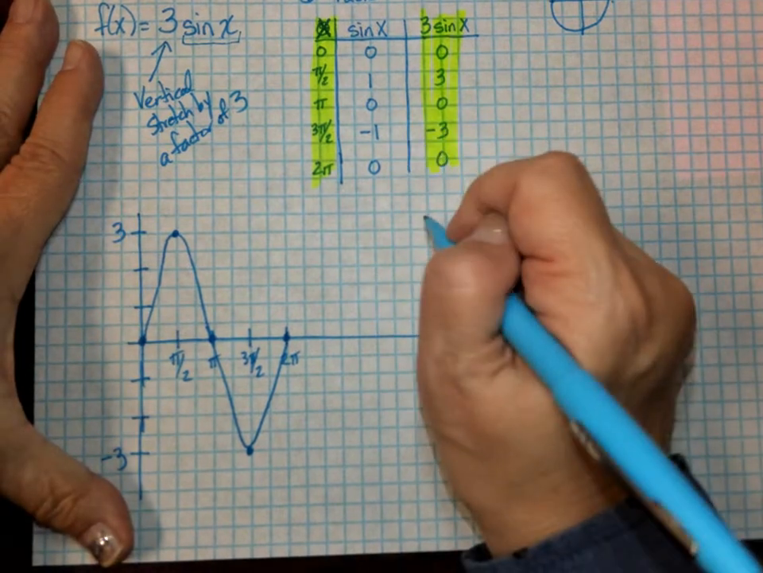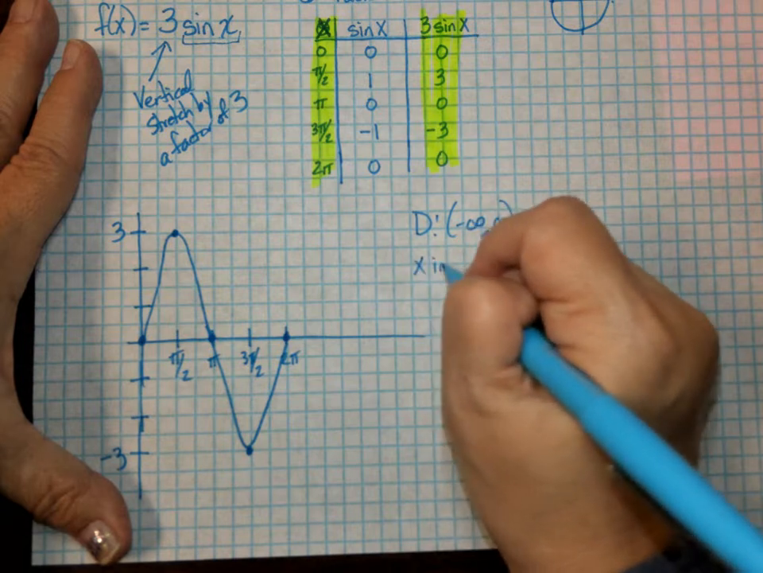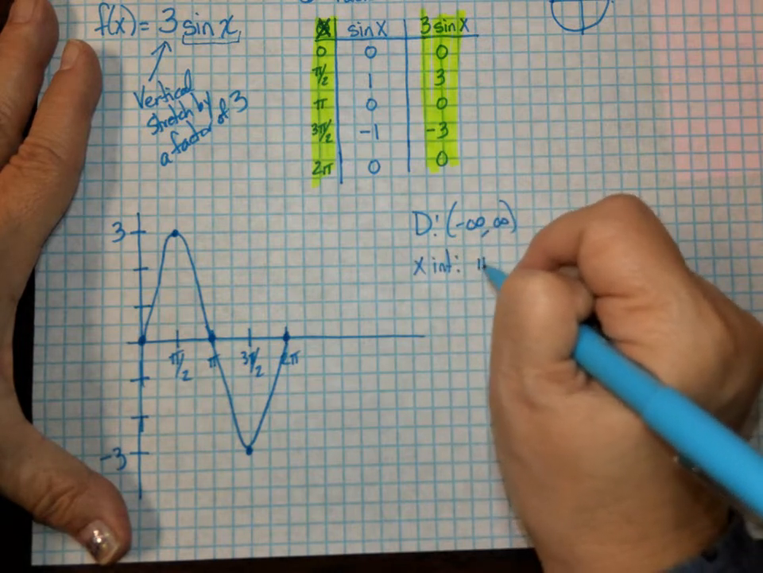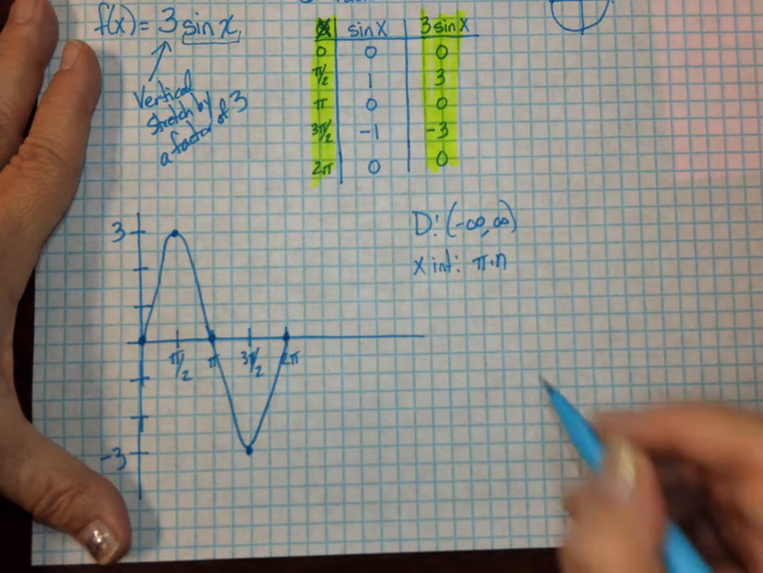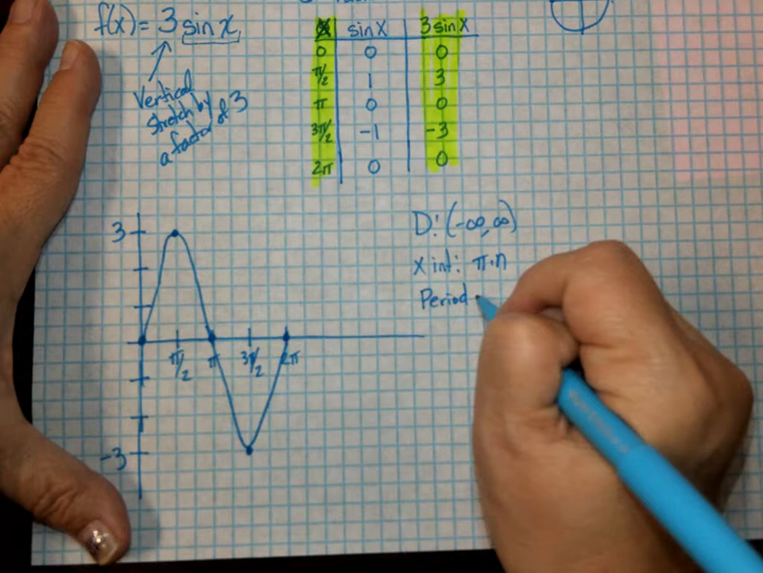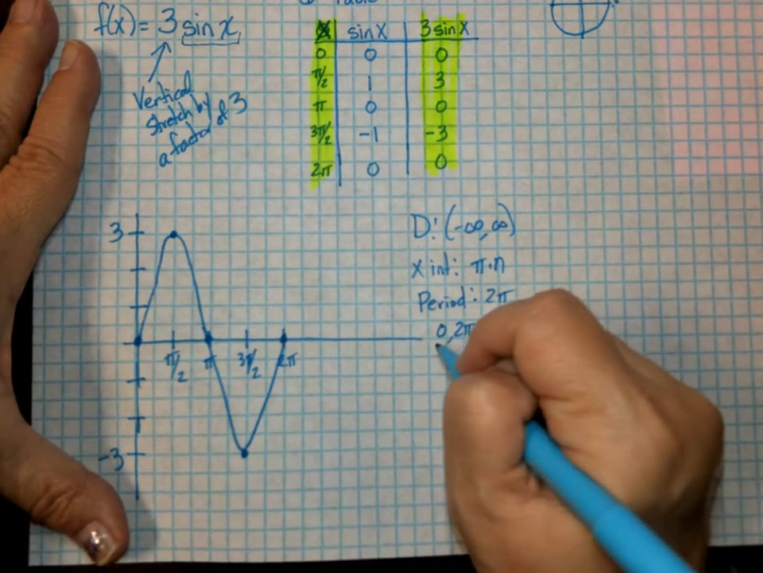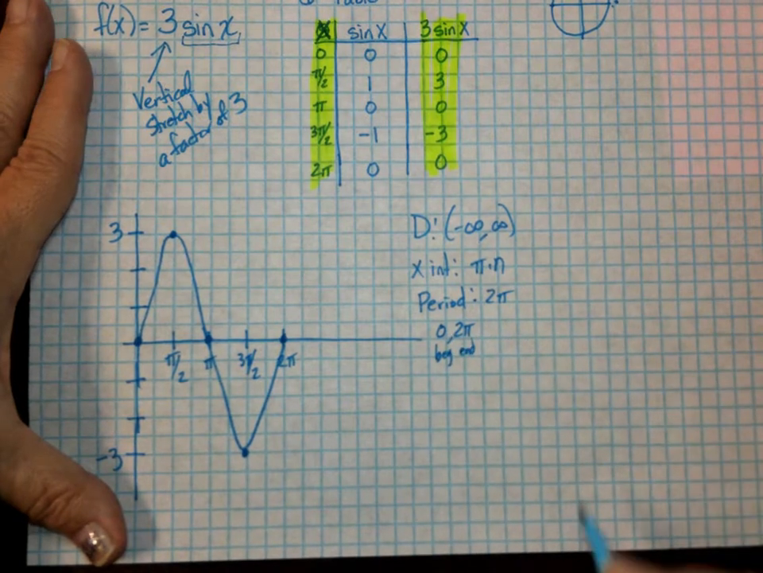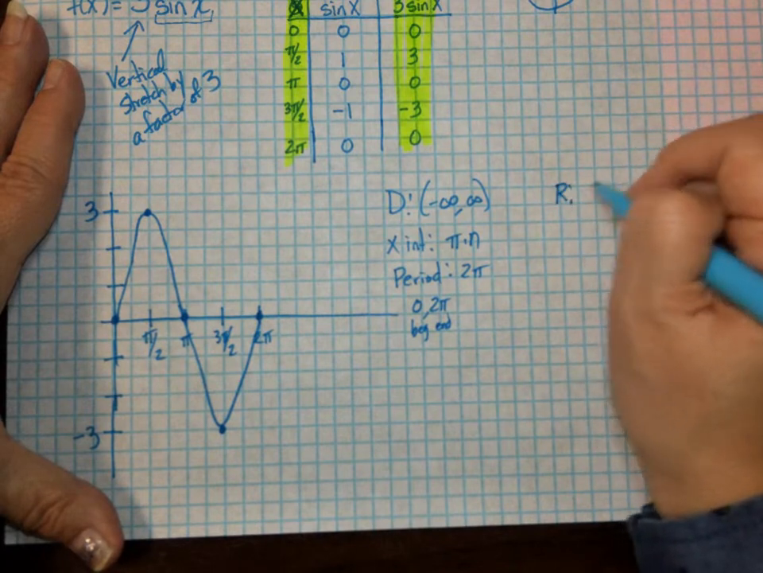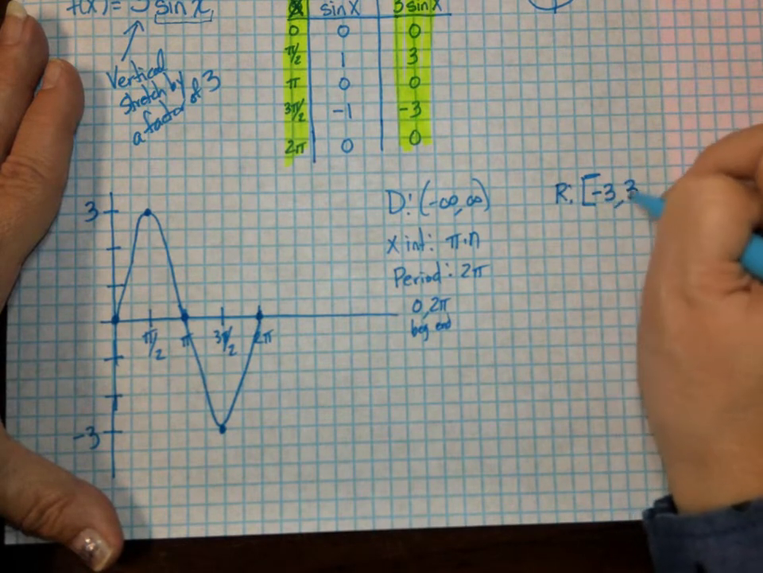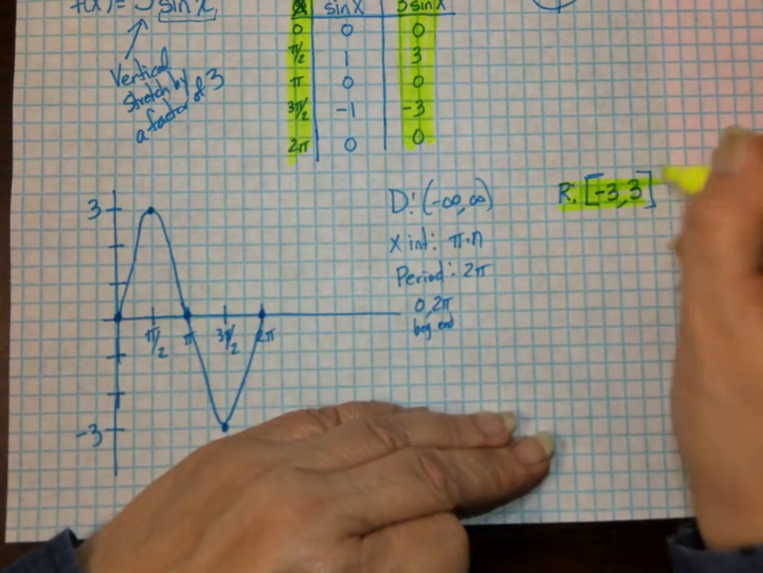So I'm going to go through some parts really quickly. The domain didn't change, negative infinity to infinity. The x-intercepts didn't change. Those happen every pi times n. The period didn't change. It's still 2 pi. We still begin at 0 and end at 2 pi. Beginning and end, same. All that's the same. So what did change? The range changed. It went from negative 3 to positive 3. So I'm going to highlight everything that changed in yellow. So the range changed.